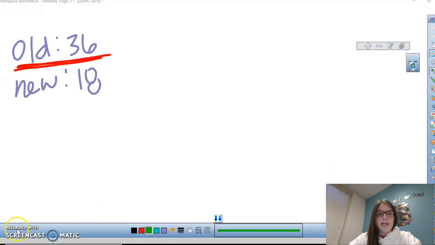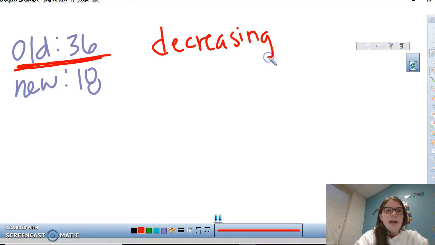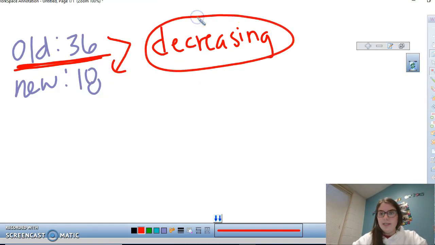Okay, so if we're looking at the next one, we have our old amount is 36 and our new amount is 18. So if our old amount is 36 and our new amount is 18, I know from 36 to 18, that is decreasing. And again, I'm just looking from here to here. Is it increasing or is it decreasing? And I see that it's decreasing.